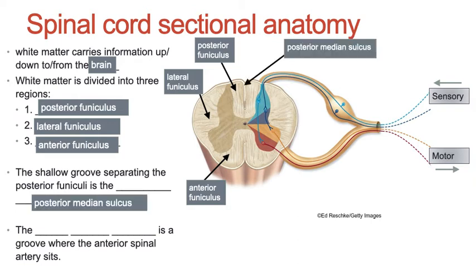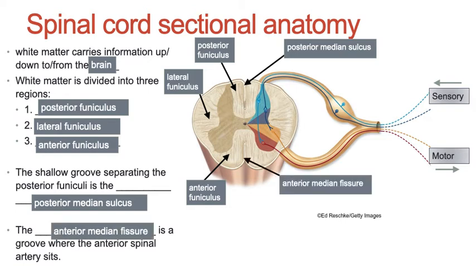Then we have a shallow groove separating the posterior funiculi, and this is the posterior median sulcus. And then down here on the anterior side, you have a similar looking groove. This is called the anterior median fissure, and this is a groove where the anterior spinal artery sits. And both of these grooves kind of divide the spinal cord so that it sort of looks like a mirror image on either side.